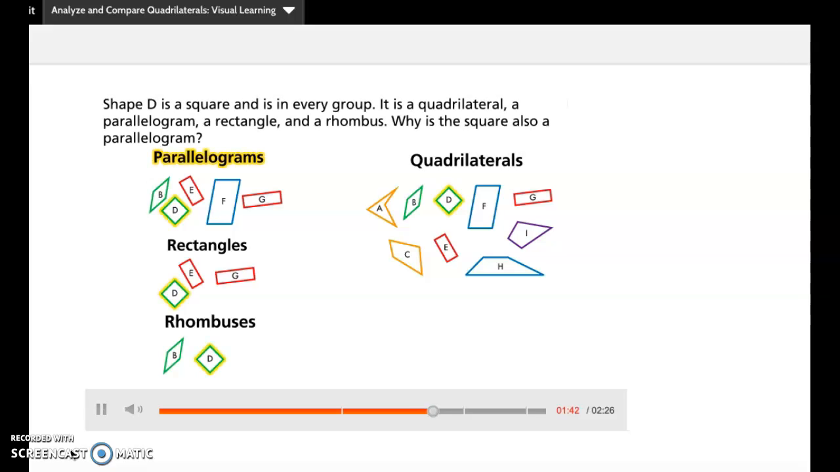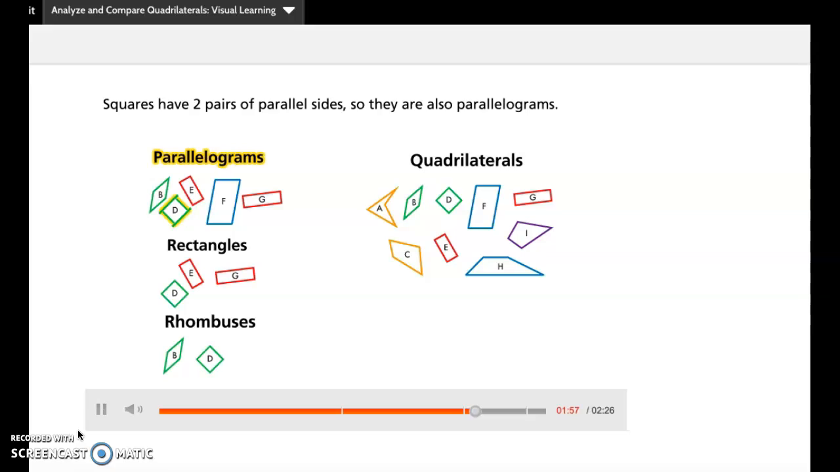Shape D is a square and is in every group. It is a quadrilateral, a parallelogram, a rectangle, and a rhombus. Why is the square also a parallelogram? Squares have two pairs of parallel sides, so they are also parallelograms.